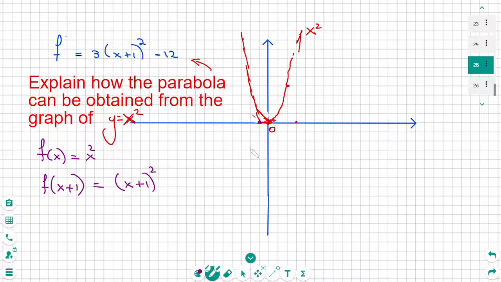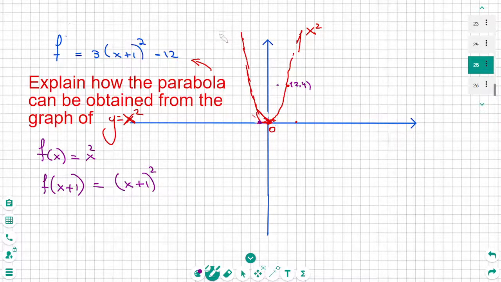Okay, I draw a different color. Let's make the purple color to be the horizontal translation. And if I check another point, for example, on the original parabola, this is (2, 4). Okay, the (2, 4) is here. Now the (2, 4) is going to go to (1, 4). Okay, so it's coming here.